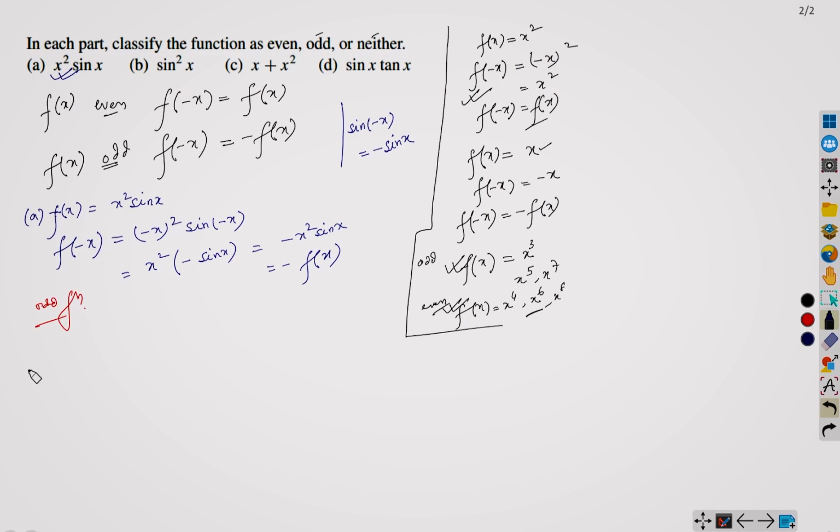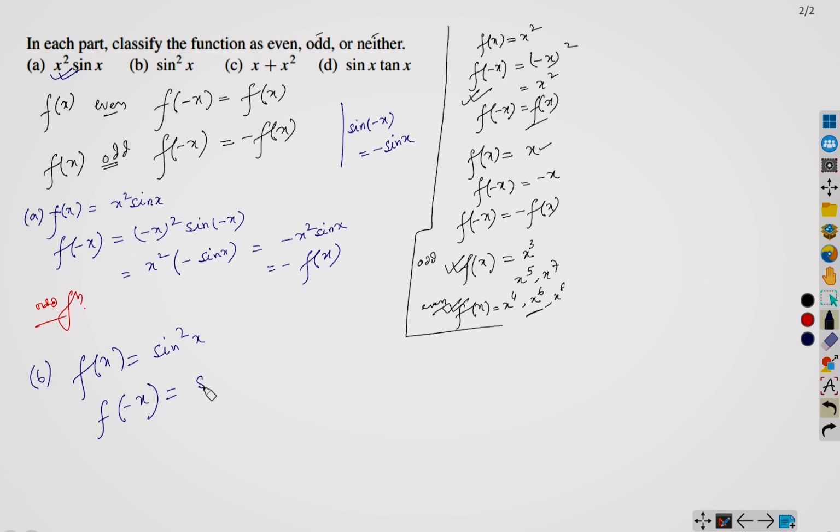Okay. Similarly, problem B. Let's take f of x equals sine square x. Would you like to try this by yourself? Try it. Pause the video. Try it by yourself and come and check. Meanwhile, I am finishing this.